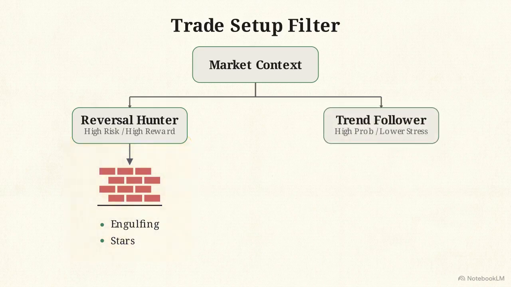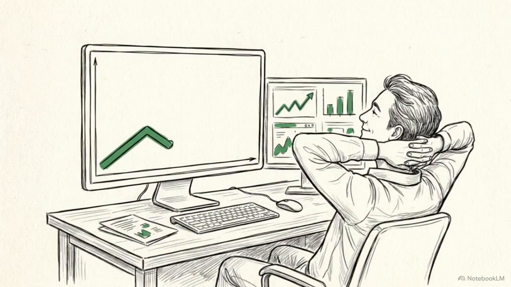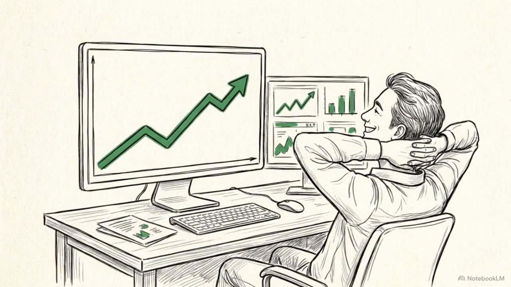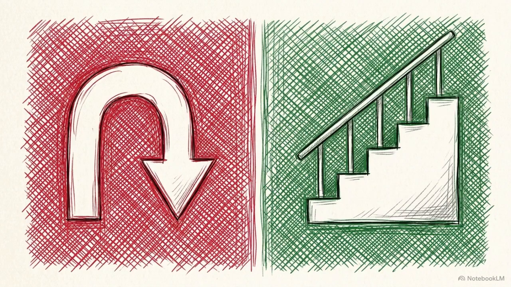If you prefer a higher probability of success and lower stress, you take the path of the trend follower. Your mandate is to ignore the urge to catch tops and bottoms, exclusively hunting continuation patterns in the middle of established trends. By following this framework, trend followers experience less stress and build compounding equity by riding the momentum that is already in place. Reversals exist to predict pivots. Continuations exist to confirm flow.